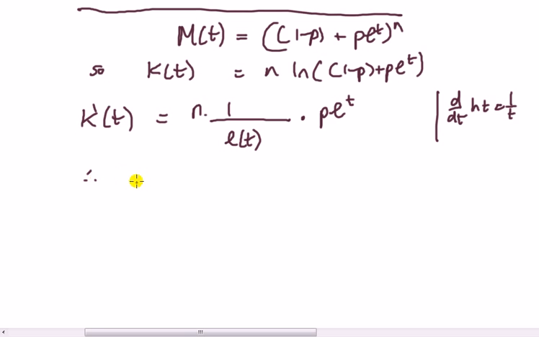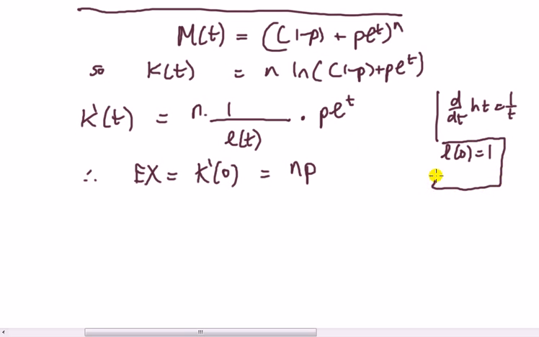So therefore we can say that the mean is just going to be the first derivative of this cumulant generating function evaluated at t is 0. Right, before we found that L(0) is going to be 1, right? So here it's simply going to be n p, since e to the 0 is 1. We're going to be using that repeatedly throughout. Okay, e to 0 is 1, L(0) is 1. Done.